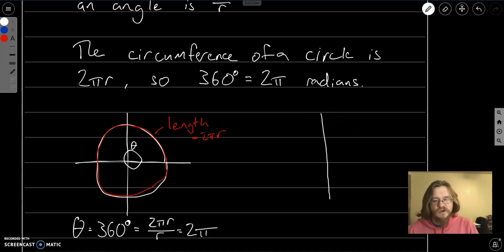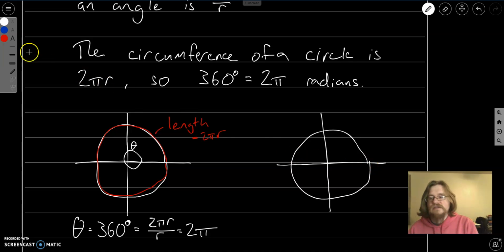So I want to do one more example where I calculate radians by using the arc length divided by the radius. So for instance, if I have another circle here, now let's say I travel halfway around the circle. Let's say I travel from here, and I come up and around, and I end up on the other side. So the question is, what is the arc length here? What is the length of that?